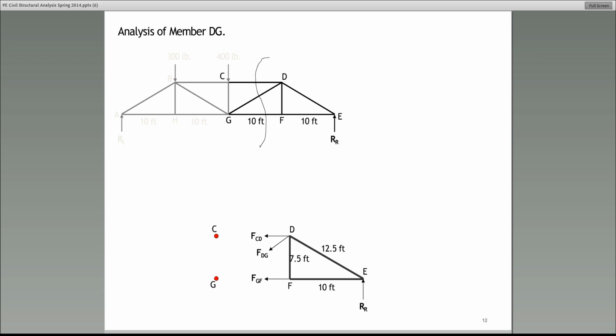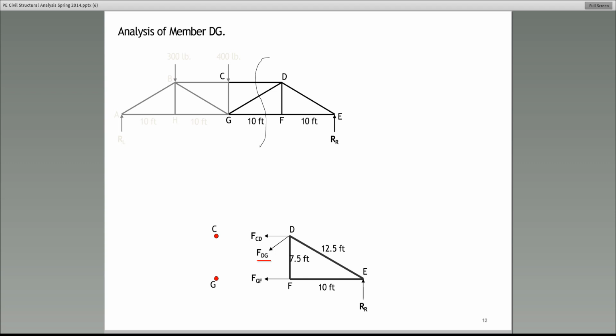Now, I want everybody to pay attention. How would you do this? Helen, in your opinion, what would be the best way to solve for the force in DG? There are several ways of doing it. I'm interested in sharing with you the quickest, the most direct. All right?